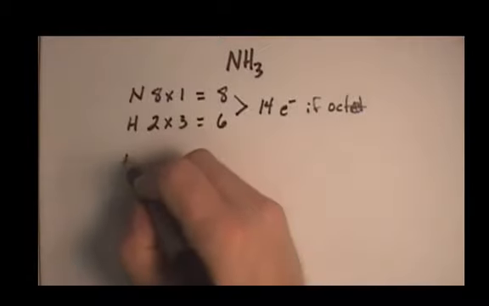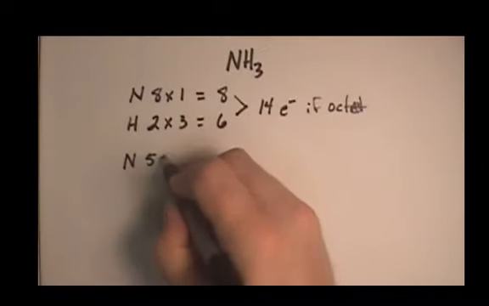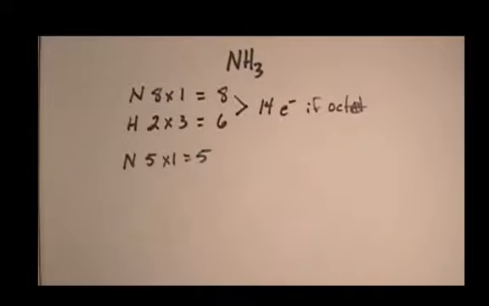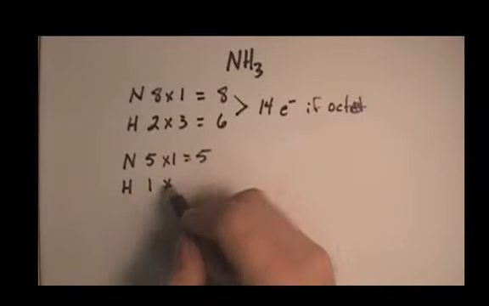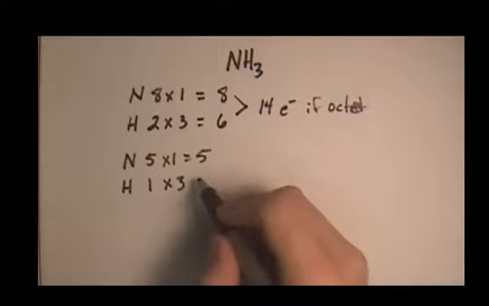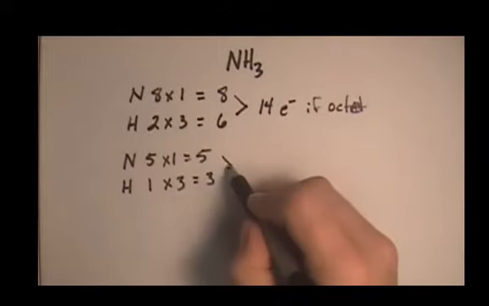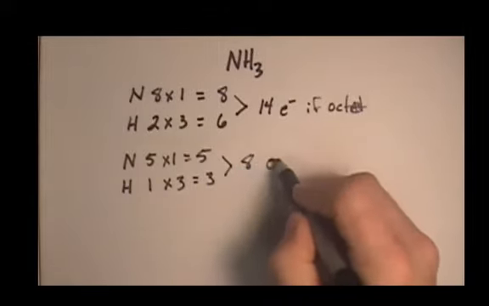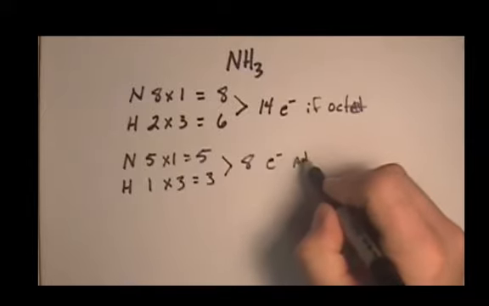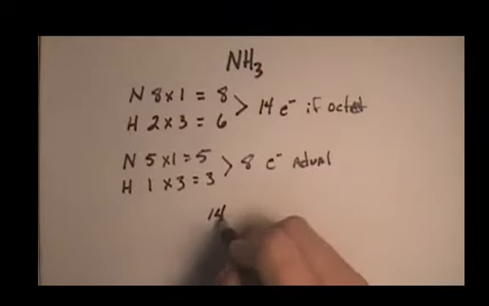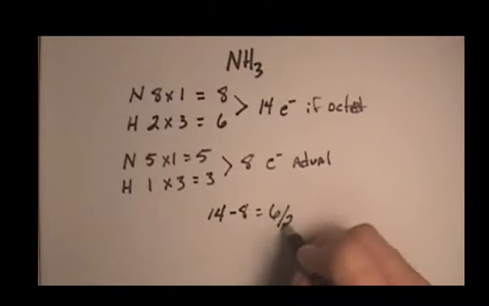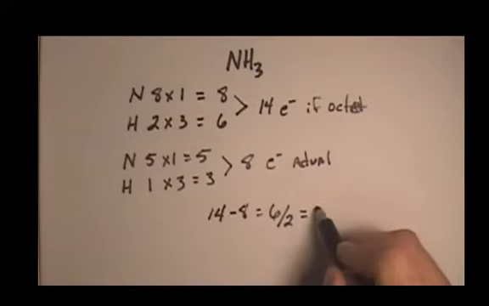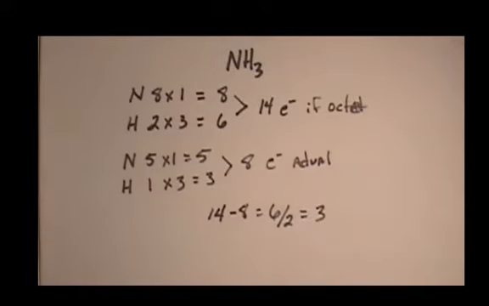For the actual number of valence electrons, nitrogen has 5 because it's in group 5. So we have 5 valence electrons actually from the nitrogen. For the hydrogens, each one has only 1 valence electron. There are 3 hydrogens, so that gives us a total of 8 valence electrons, or actual. Now, we find the difference between these two values, divide that by 2, and that gives us 3 lines that we're going to need to represent.